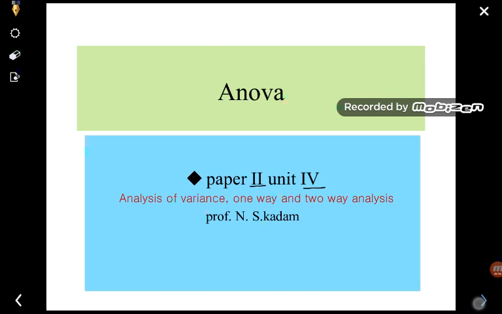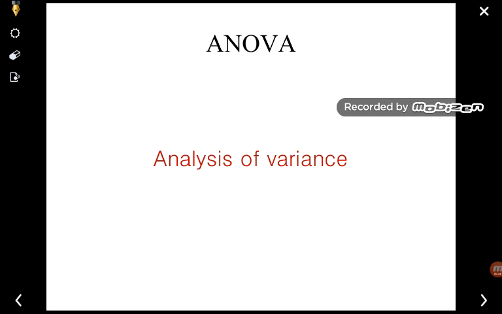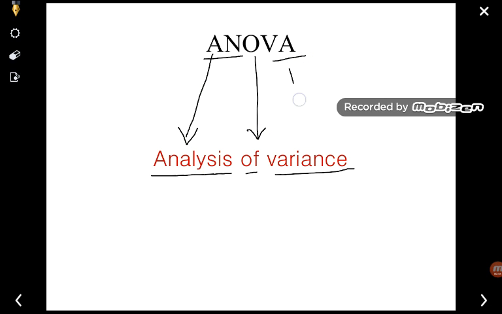So what is Anova? Anova's full form is analysis of variance. AN stands for analysis, O stands for of, and VA stands for variance. So what is the full form of the Anova? That is nothing but the analysis of variance. I repeat, AN stands for analysis, O stands for of, and VA stands for variance.